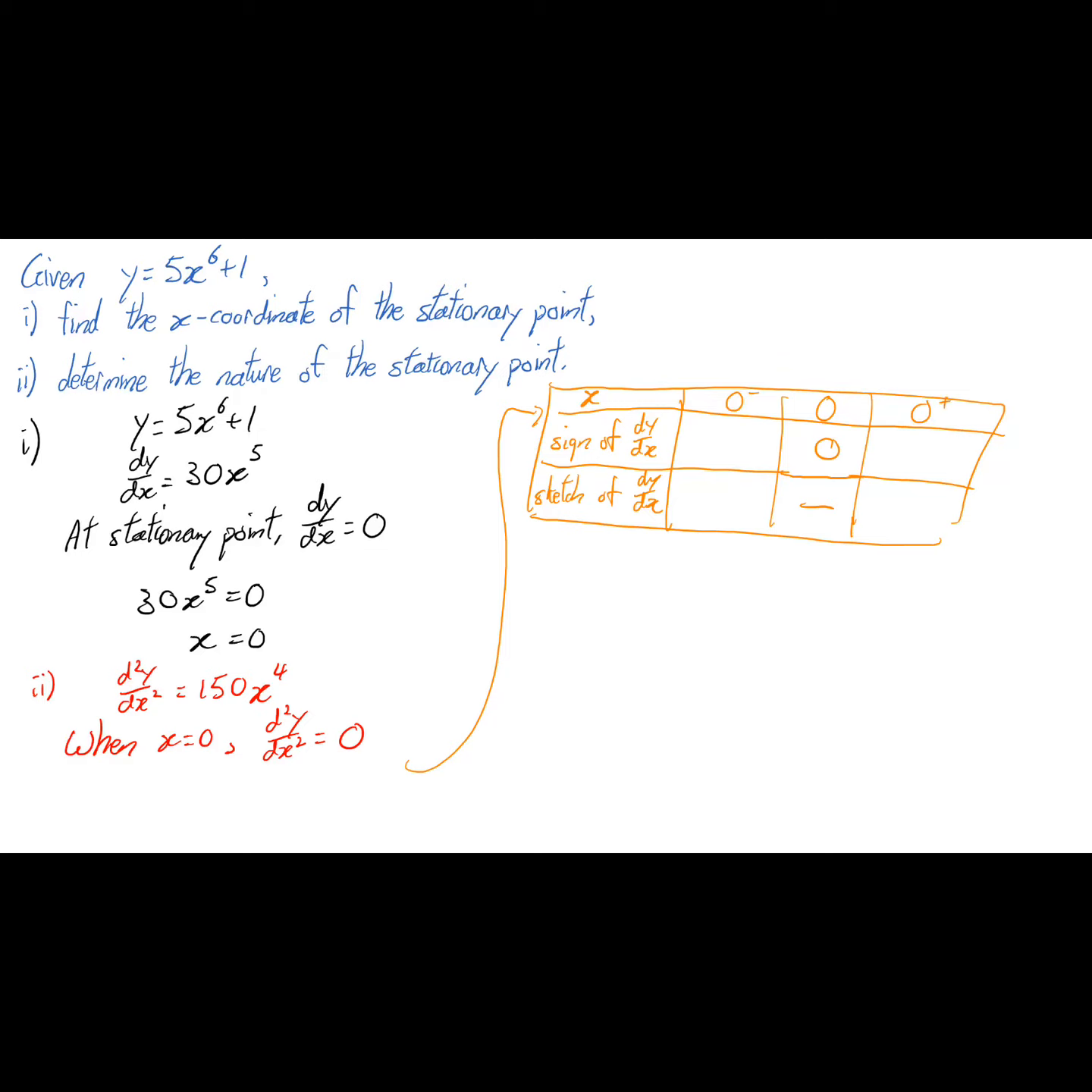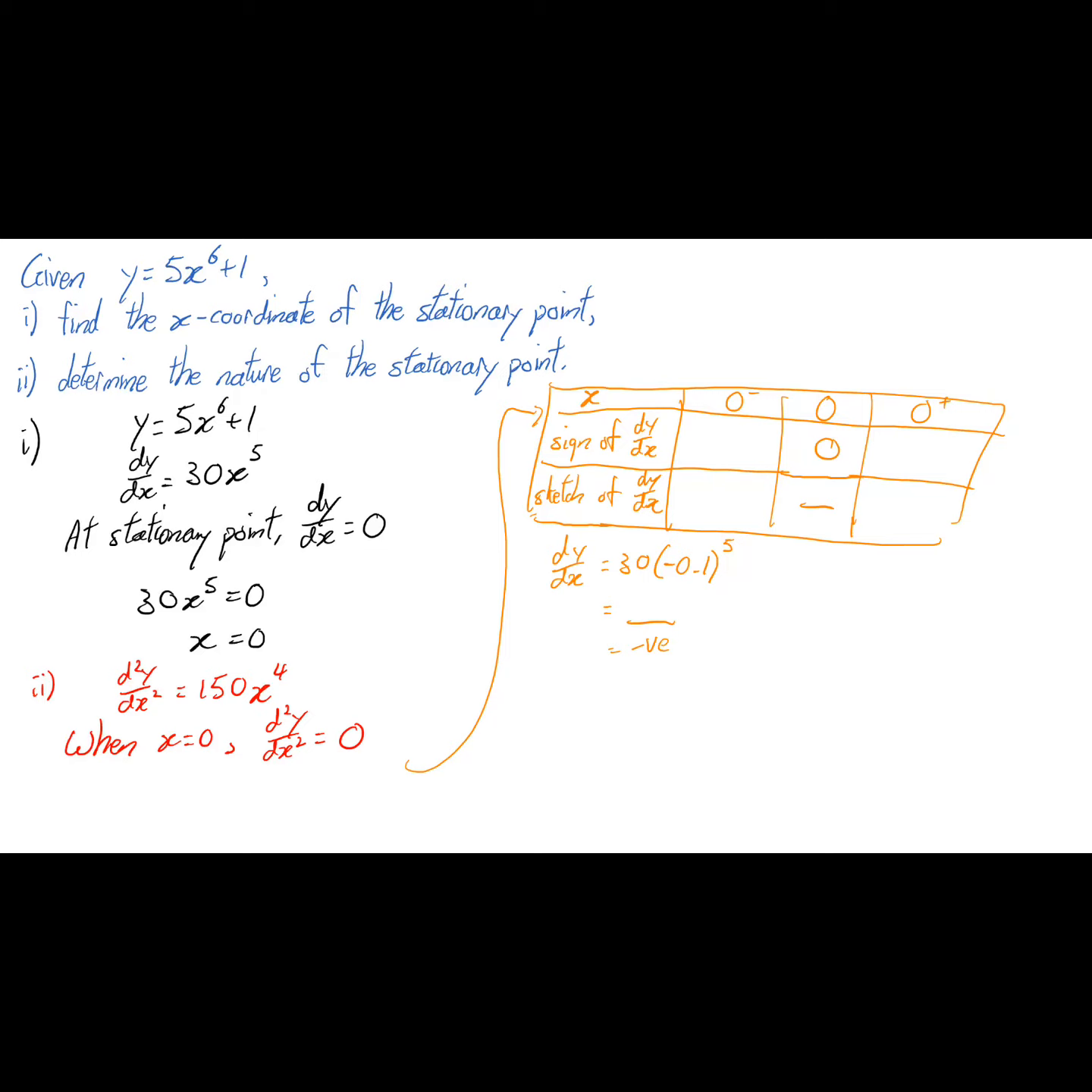To use a value slightly less than 0, I will use negative 0.1. So our dy/dx in this case is actually 30 times negative 0.1 to the power of 5. This will give us a negative value. It's a negative value here.